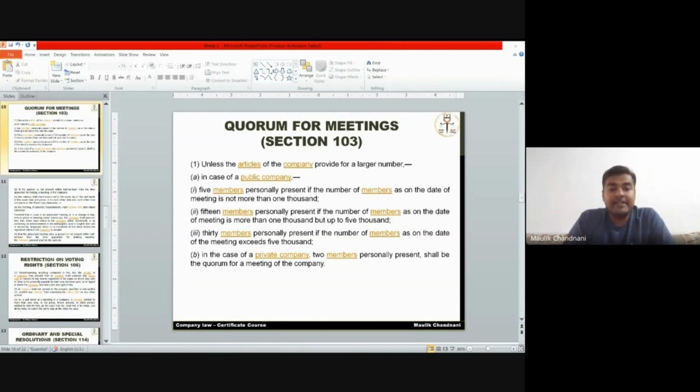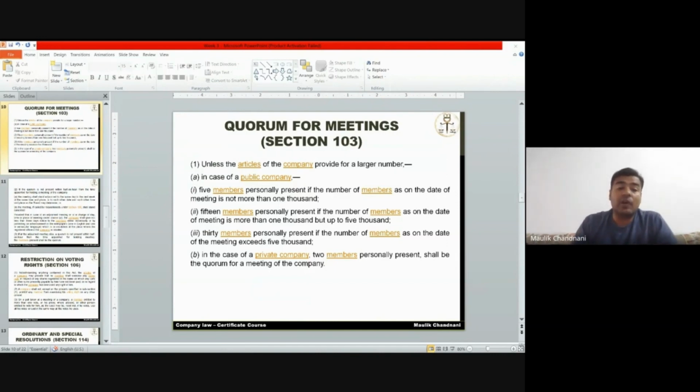But there is a condition. The meeting shall be adjourned till the next week, same day, same time, same place. Say, for example, if we were conducting a meeting this Sunday at 5 p.m. and the quorum is not present, then automatically our meeting shall stand adjourned to next Sunday, 5 p.m., same time, same place. Of course, the board of directors may define a different time or date, and they may specifically define it. If the board is silent, then it is deemed that the adjourned meeting will be held next week, same time, same place.